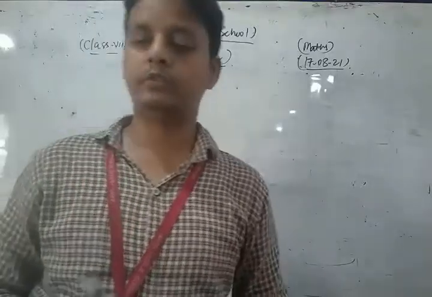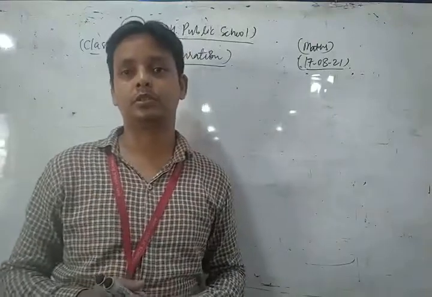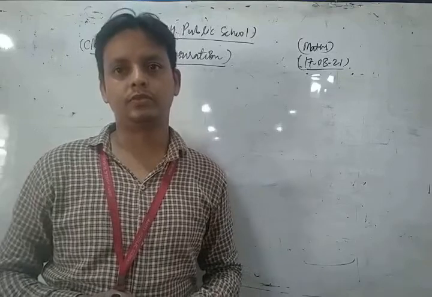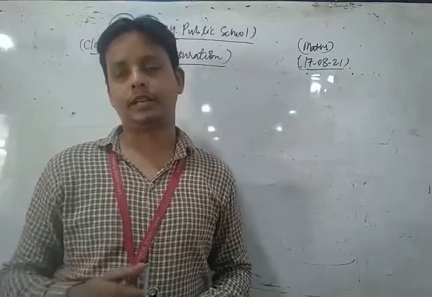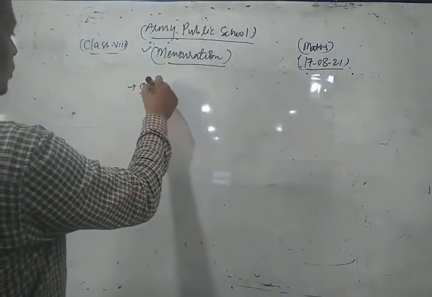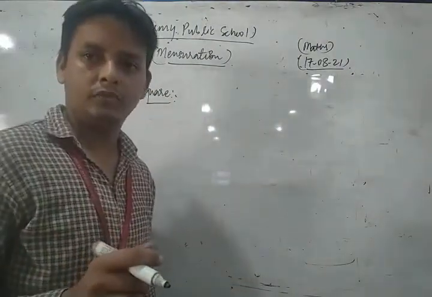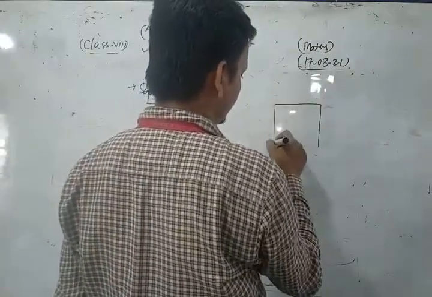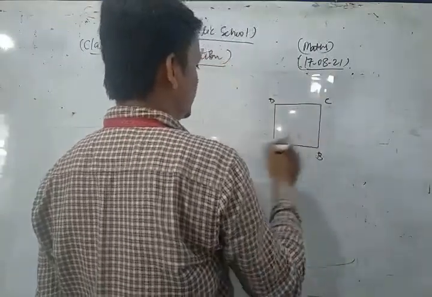Before starting that chapter and before solving some important questions related to it, first of all we revise some important formulas related to square, rectangle, and circle. Let's see. You know the concept of square. Dear students, a square is a special type of quadrilateral in which all of its sides A, B, C, D are equal to each other.